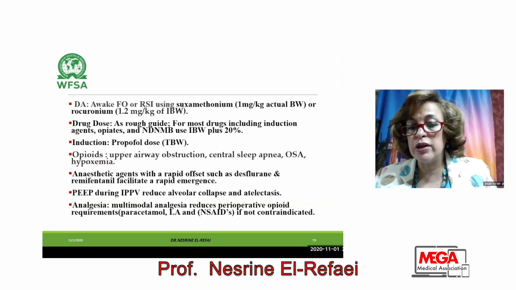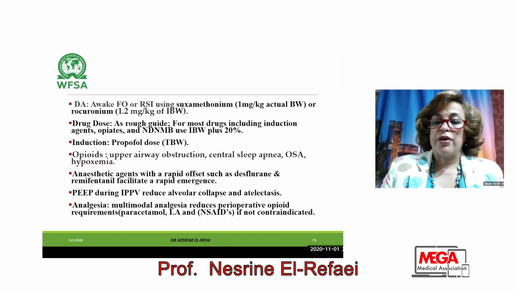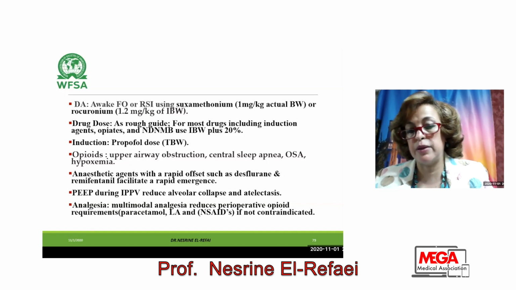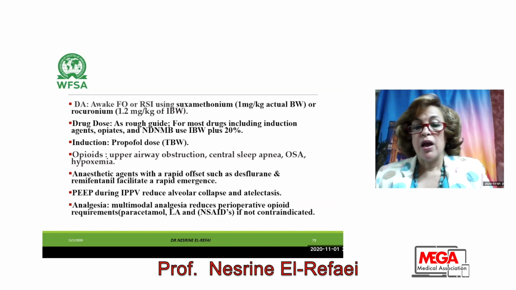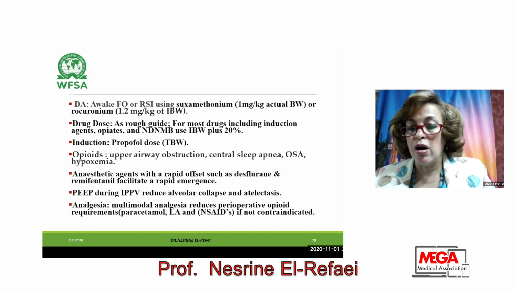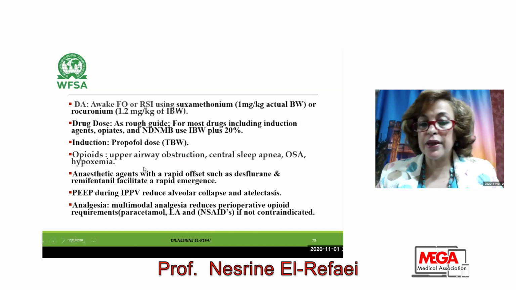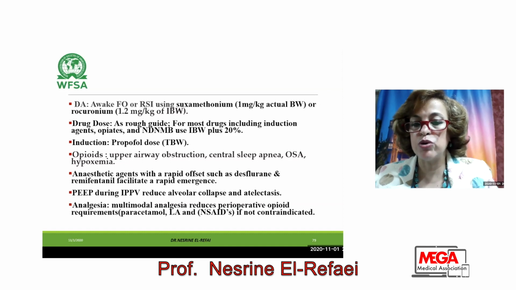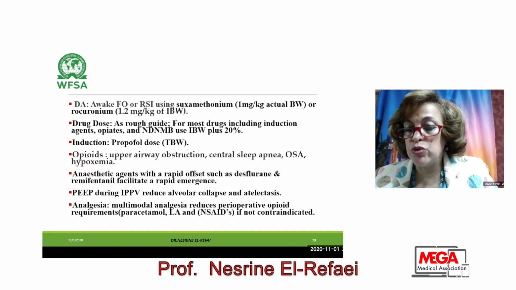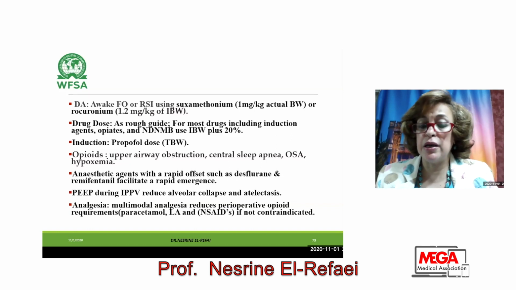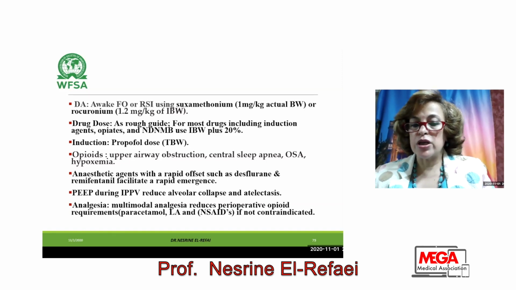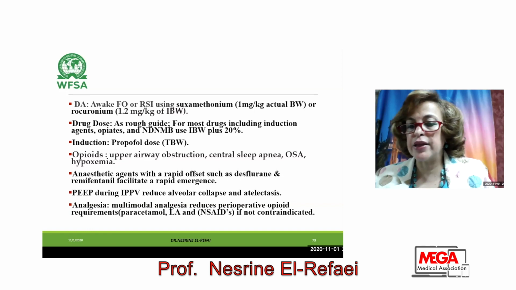The use of opioids is very risky in obstructive sleep apnea, up to the point that some authors do not recommend using any narcotics in patients with obstructive sleep apnea, central sleep apnea, or upper airway obstruction, as it may lead to severe obstructive hypoxemia. Use anesthetic agents with rapid offset such as desflurane and remifentanil, which facilitate rapid emergence and extubation. PEEP is used to reduce alveolar collapse and atelectasis. Analgesia: it's advised to use multimodal analgesia to reduce the perioperative opioid requirement, such as IV paracetamol, local anesthetic, and non-steroidals.